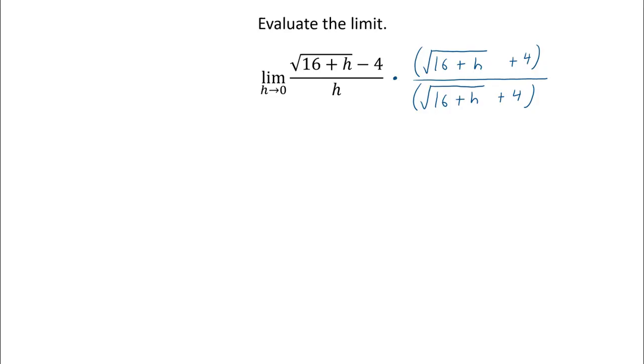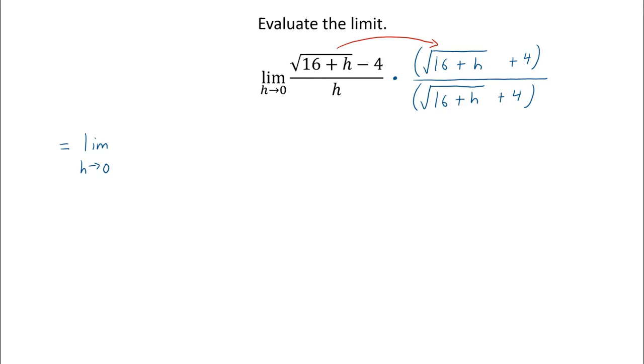So in this example, we'll multiply the top and bottom of our expression by the square root of 16 plus h plus 4, because the square root of 16 plus h plus 4 is the conjugate of the square root of 16 plus h minus 4. In the numerator, we have a binomial multiplied by another binomial. So this is a FOIL situation.